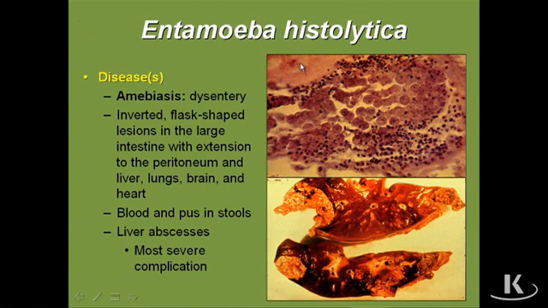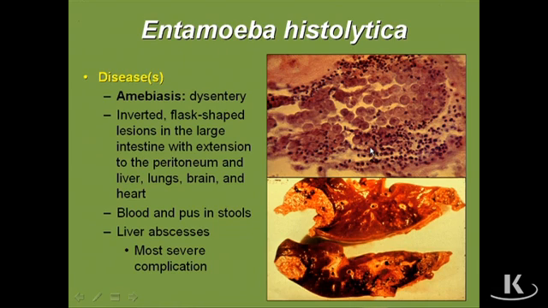Now we talked about 2 bacterial agents of dysentery. See if you can think about what those are. We talked about enteroinvasive E. coli, and we talked about Shigella dysenteriae. And this is amoebic dysentery.